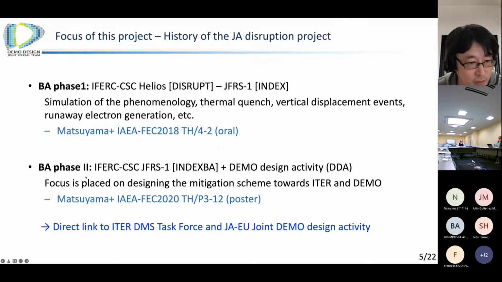But today I will talk more on the second part of the BA phase that is being carried in the BA phase 2, the project INDEX, and this is also related to the DEMO design activity. And our focus is now pressed more on designing the mitigation scheme towards ITER and DEMO. And this has a direct link to the ITER DMS task force and the EU-JA joint DEMO design activity. So today I would like to talk about this second topic and the highlights of our recent results.